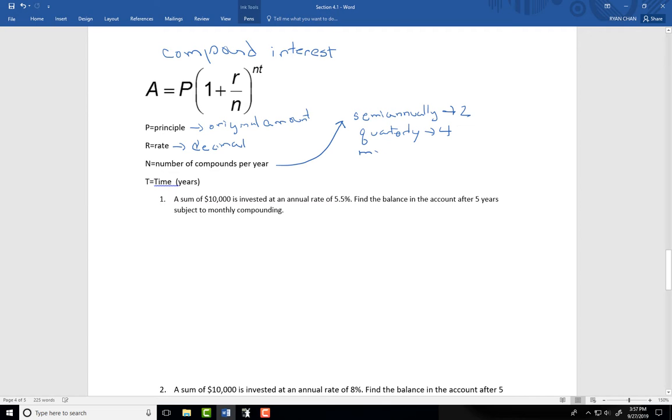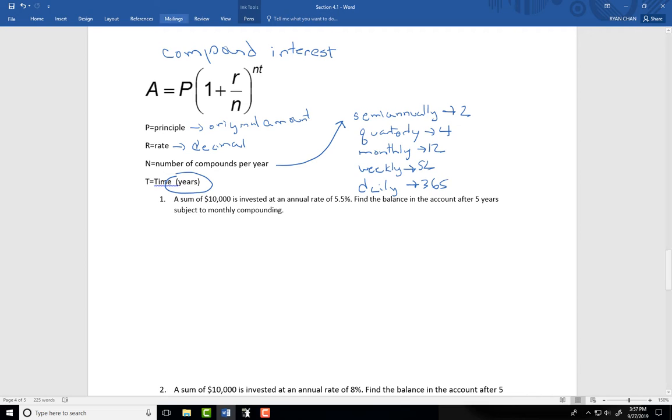If you're compounding monthly, that would be 12, because there's 12 months. Weekly would be 52, and daily would be 365. Okay, and then T is time. Always remember time is always in years. And then A is your new amount after you put money in. So it is like you're putting money in some stock or some bank, and it's going to add, and then you get a certain amount back.